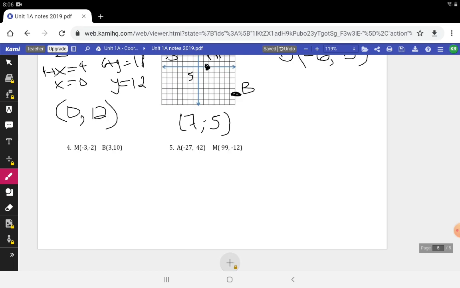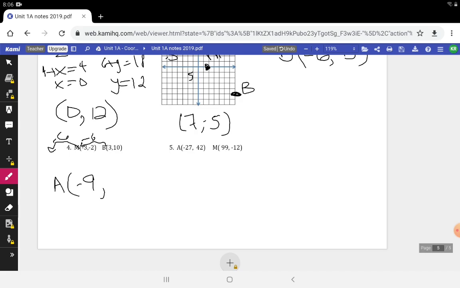So in this example, we have M and B. So we're going from B to M. We're always going from the endpoint to the midpoint. So in this case, we're going from 3 to negative 3, which means we subtracted 6. So to get to A, we would need to subtract 6 again. Negative 3 minus 6 is negative 9.